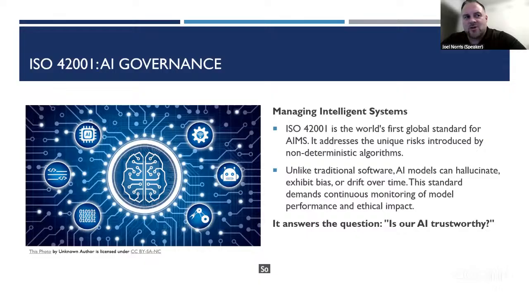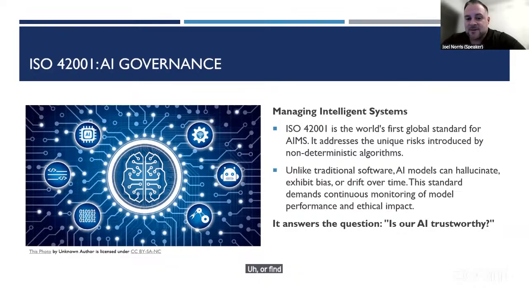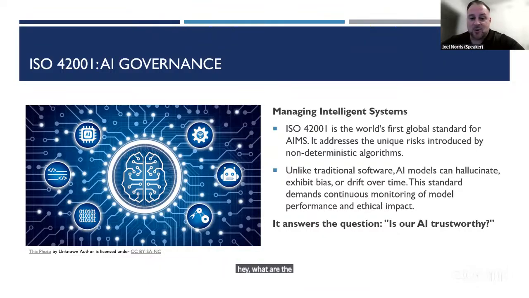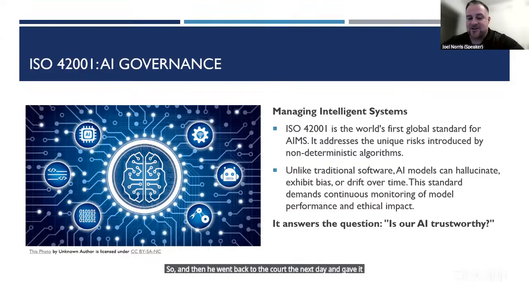So the judge told the lawyer, "Can you do me a favor? Can you go back and ask about this or find out those sources?" The guy went back to GPT, because it saves your prompts, and he asked, "Hey, what are the sources to this?" It pulled sources and gave them to him. He went back to the court the next day and gave them to the judge, who said, "Wow, this is interesting. I never heard of this." But he handed it over to the clerk and asked the clerk to look them up. The clerk tried and did not find any of them. This is one of the first big cases where hallucination came into play.